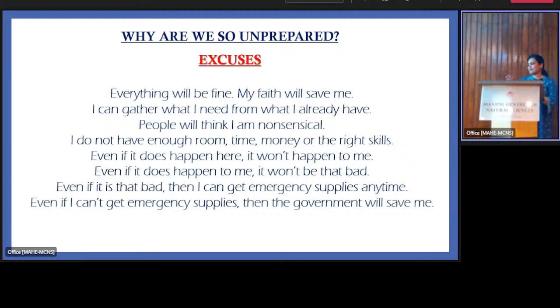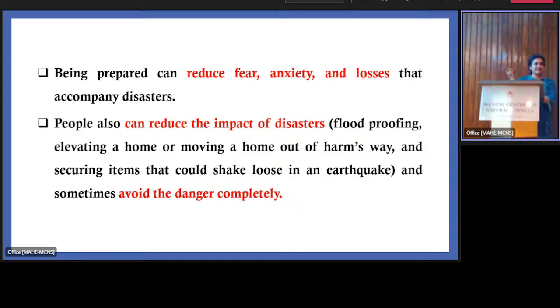Because if you prepare yourself, you can reduce the fear, anxiety, and losses that accompany disaster. You can also reduce the impact of the disaster. If you're in a flood-prone area, you will flood-proof the house, and so on. Sometimes you can also avoid the danger completely. So the more you prepare in advance, the faster you'll recover. Thank you.